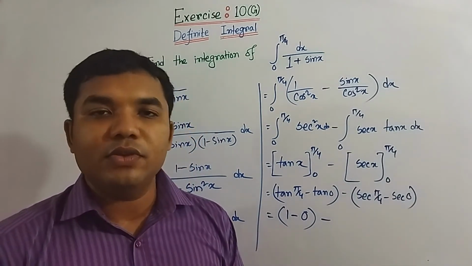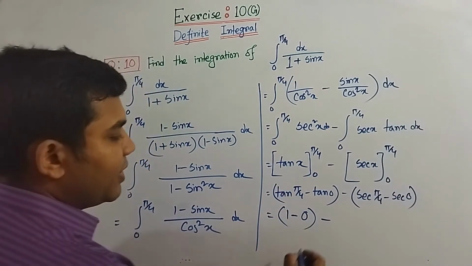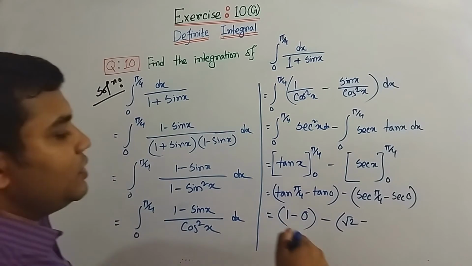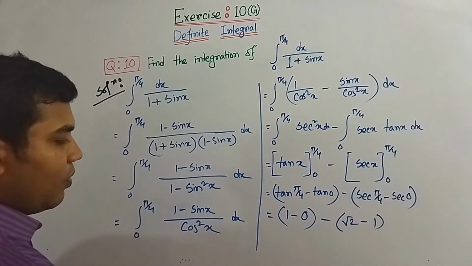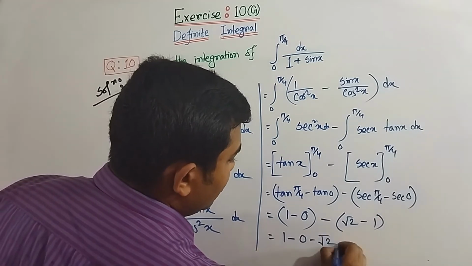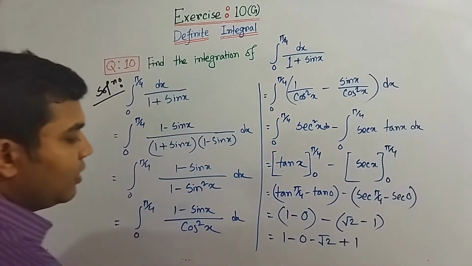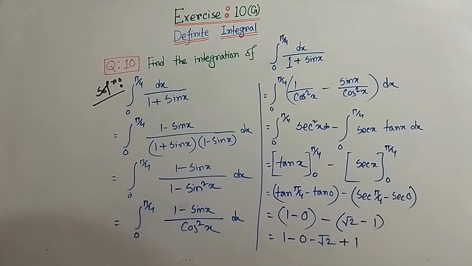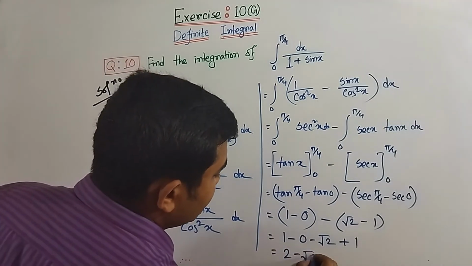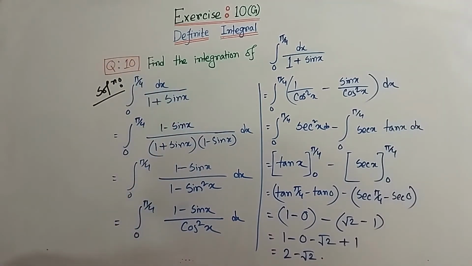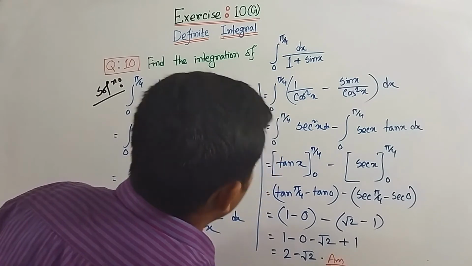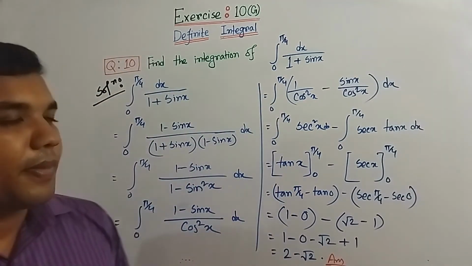Cos 45 is 1 by root over 2 and sec 45 must be root over 2 minus sec 0. If cos 0 is 1, sec 0 must be 1. So we'll get 1 minus 0 minus root over 2 plus 1. So finally what we'll write from it? We can write 1, it is 2 minus root over 2. There students, that's our required answer of this integration.